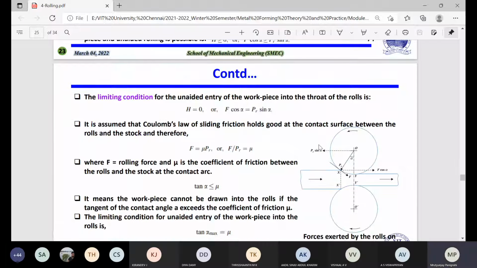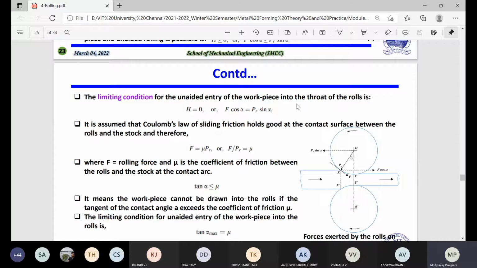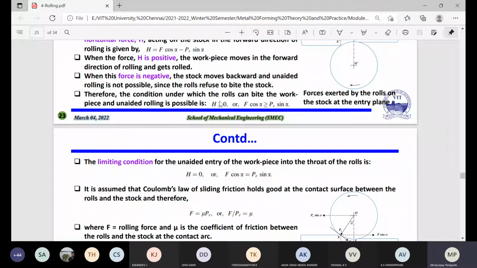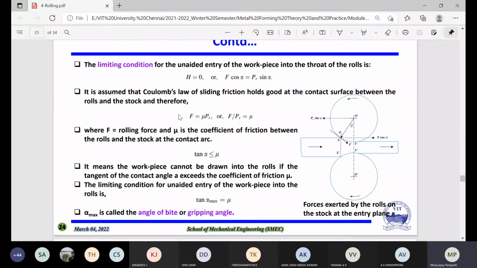If this is clear, now we talked about H being greater than or equal to 0, so we have to find the limiting condition. What is the limit above which it can pass? The limiting condition for the unaided entry of the workpiece into the throat of the roll is H equal to 0, because we have to consider the minimum. If H is less than 0, then it cannot pass, so there is no limit there. The minimum is H equal to 0, so F cos alpha equals PR sin alpha, as we have done already.